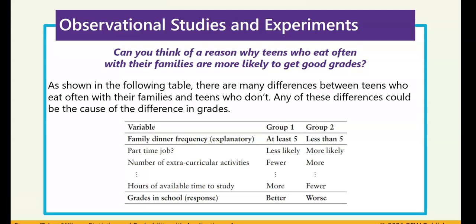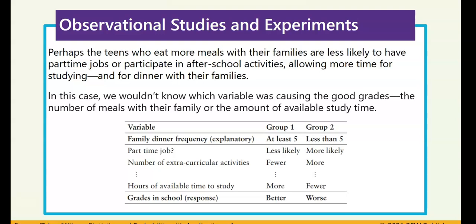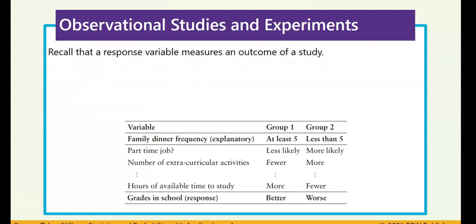Some of the confounding variables: do you have a part-time job? How many activities are you in? How many hours do you have available to study? Are you from a wealthy family? There are so many different variables here that could come into play with the differences in your grades. So we wouldn't know for sure which variable was causing the good grades. Is it eating with your family, or is it one of these other things? So we have to design an experiment to test that.